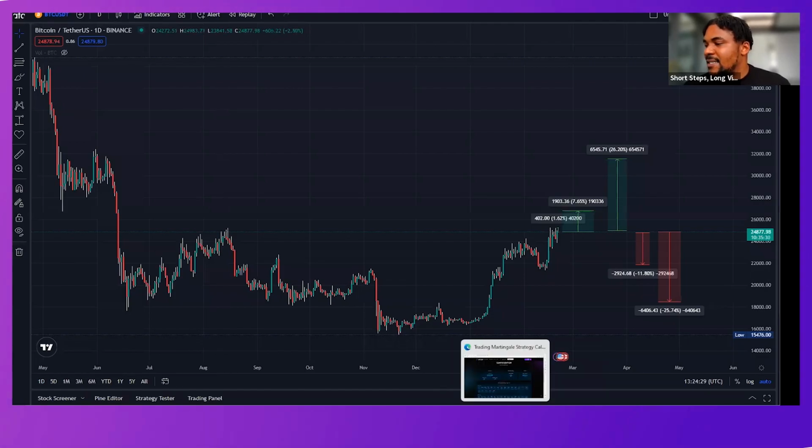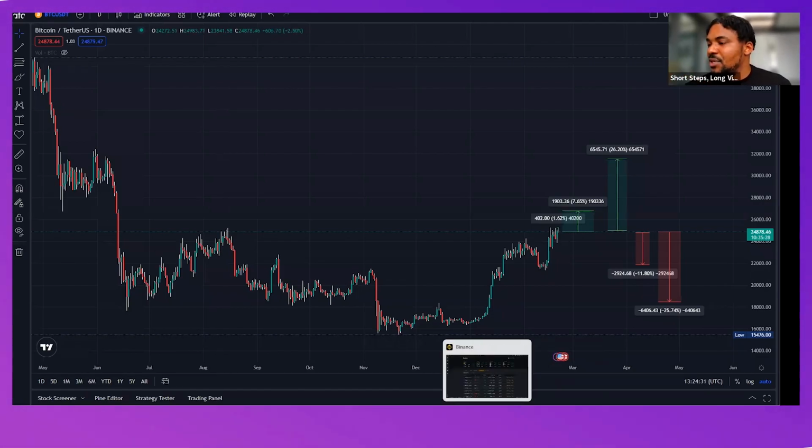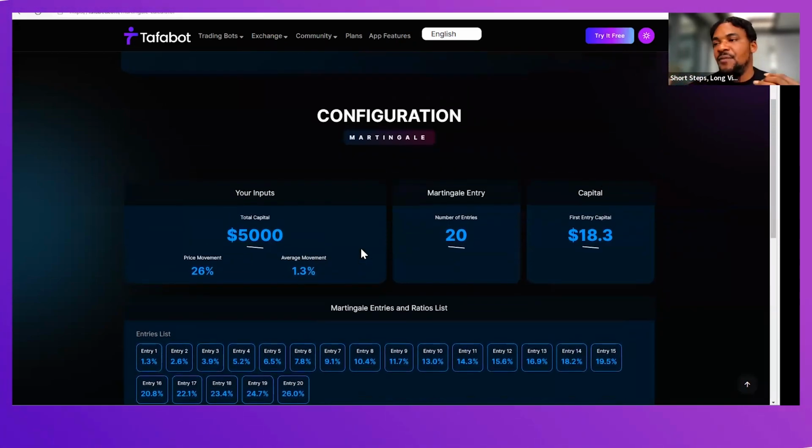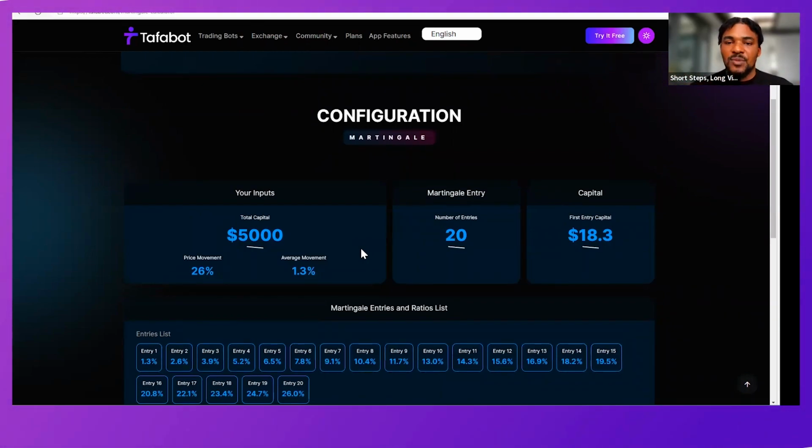So let's move ahead to create our configurations on this. Now, a few things to note is if you trade in futures, you want to understand the risks and leverage stuff that comes with it. So if you have $5,000 capital and you're thinking, okay, why not just do a 10x? You have to understand the risks that come with that.